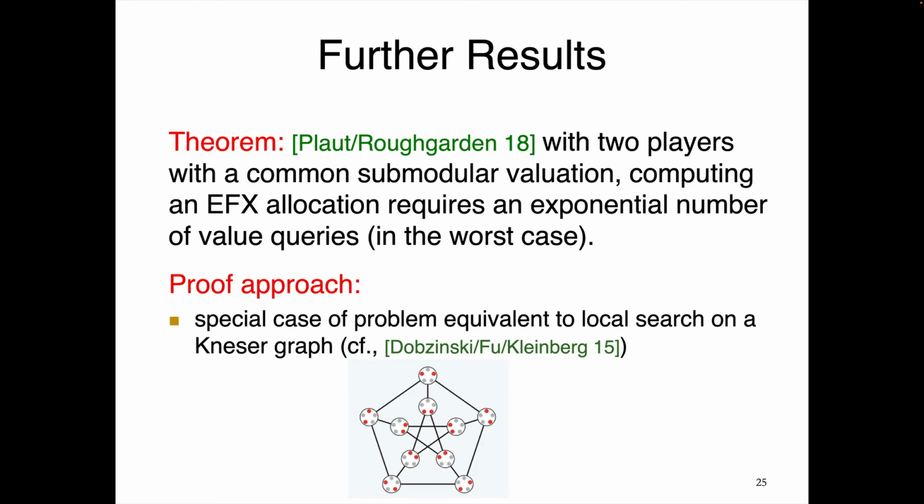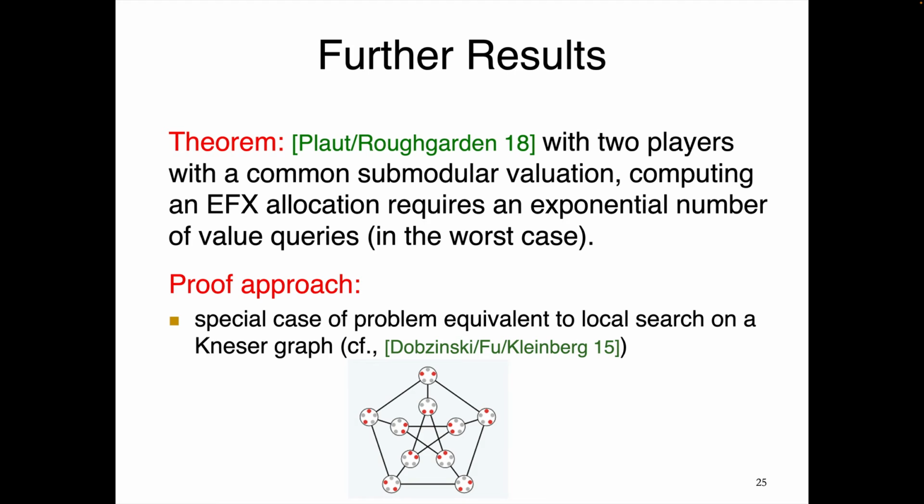So the first thing we do is we show that even this special case of finding an EFX allocation can encode the problem of local search in a specific type of graph: a Kneser graph, which is a generalization of the Petersen graph. In Kneser graphs, you have a ground set, vertices correspond to subsets of a given cardinality, and you have an edge between any pair of subsets which are disjoint. A Petersen graph is a special case of that. So it turns out that if you could always compute an EFX allocation, you could always find a local maximum in a Kneser graph.